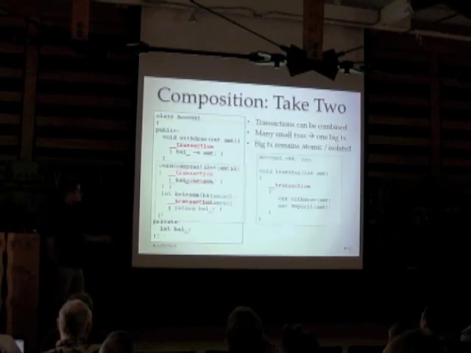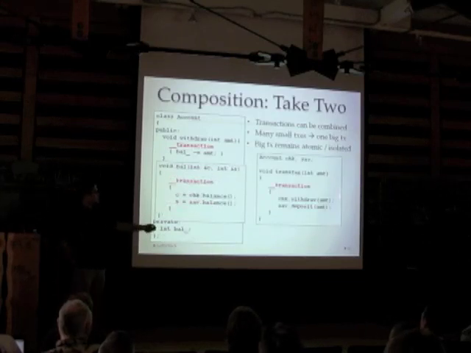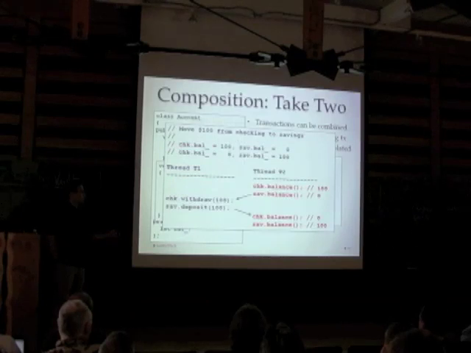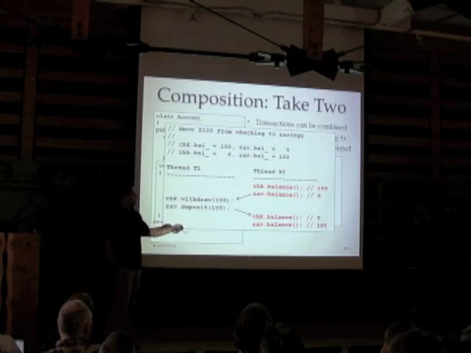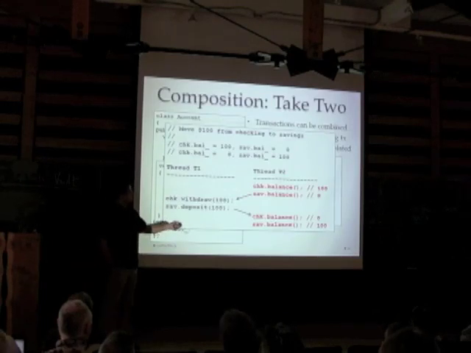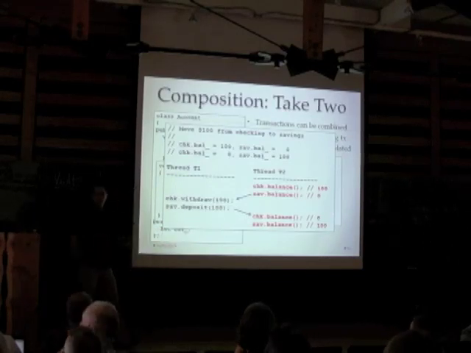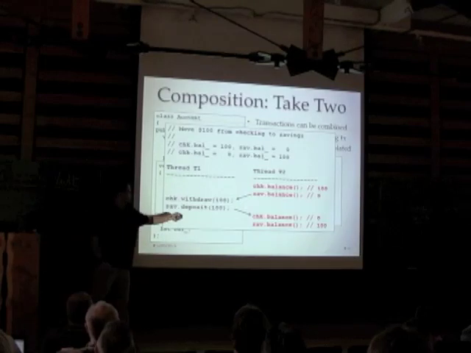And then I write these two operations, the transfer and the balance, and suddenly, lo and behold, if we try this again, we get the right behavior. The only possible behaviors, no matter when thread two is running its balance check, is for it to see $100 in checking and 0 in savings, or 0 in checking and 100 in savings. It's not possible for it to see this intermediate state right here.